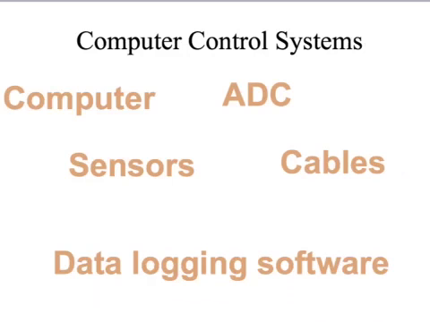Computer controlled systems are used to monitor and control conditions within a given environment. On the screen here you'll see some of the equipment that's necessary for a computer controlled system to work. You obviously need your computer, the analog to digital converter, sensors, cables to run from the sensor to the computer and the converter, and your data logging software installed on the computer.